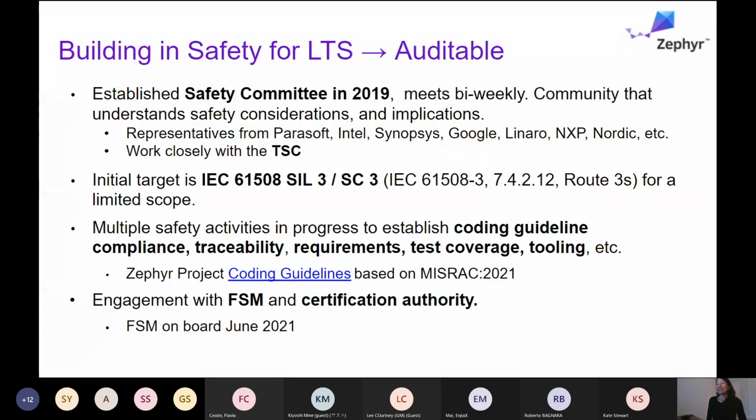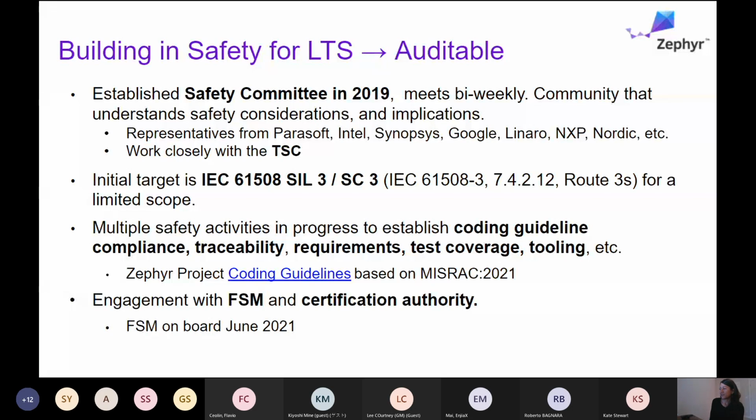So we've decided so far that we're going to work towards the IEC 61508 standard, towards safety integrity level 3. So to reach a systematic capability of 3 for our auditable code base. As you are probably aware, we are a pre-existing code base, so we're going to be following Route 3S in the standard. We currently have a number of safety activities in progress.